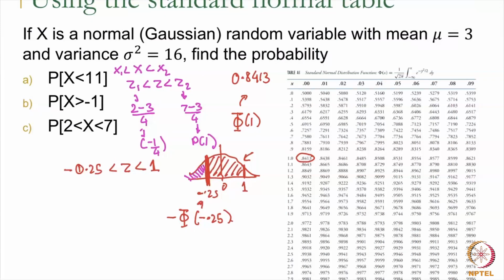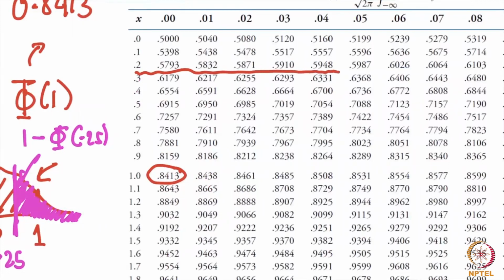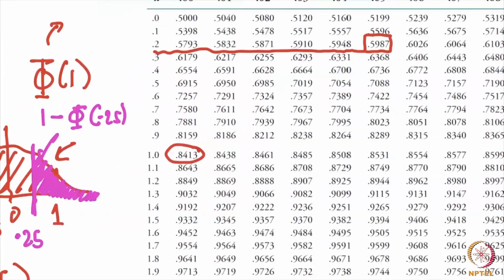Now, how do we calculate this area? Okay. So what we can do again is by symmetry, we can draw phi of 0.25 and say this area here is going to be exactly the same as this area here. Now, what is this area here? This area here is 1 minus phi of 0.25. So we can use this relationship that phi of minus x is equal to 1 minus phi of x. And that gives us 1 minus phi of 0.25. What is phi of 0.25? You can come back here, 0.25, 0.5987.